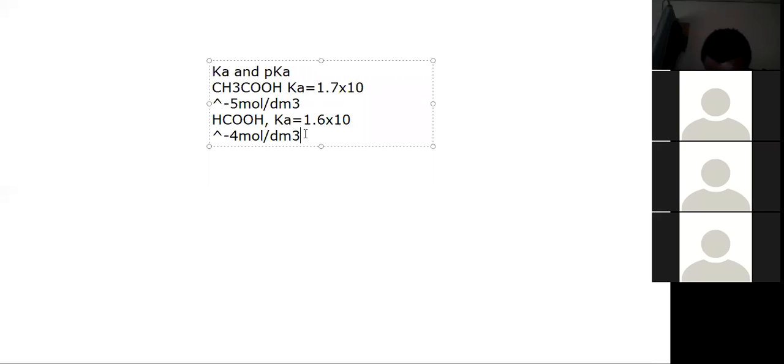Okay, so the name of the first one is ethanoic acid. It comes from the carboxylic acid there. So they are all acids. So this is ethanoic acid and this is methanoic acid. And so Ruben, take note.